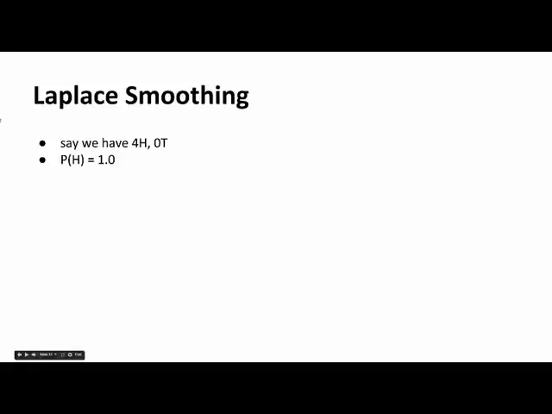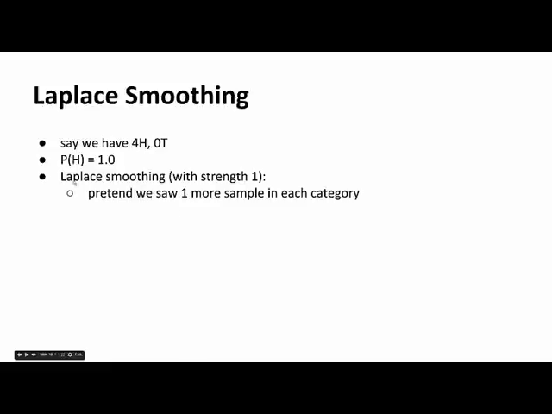So that's why we're going to use Laplace smoothing to try to smooth this data out. Here in our example, we'll use Laplace smoothing with a strength of 1. So what does this say? Laplace smoothing basically says that instead of saying that we have 4 heads and 0 tails, we're going to say we've seen one more sample in each category, right? So we're injecting these false counts into our sample data.